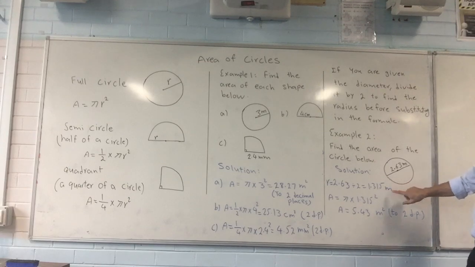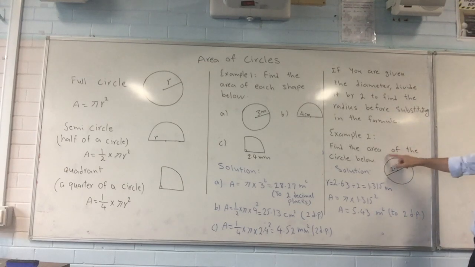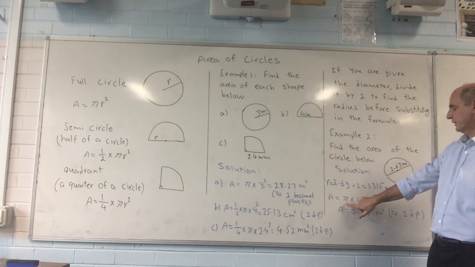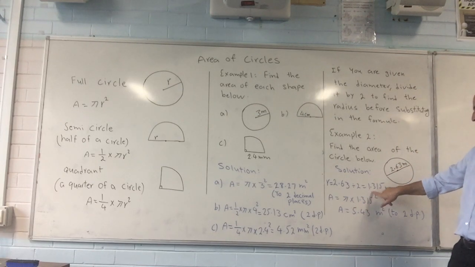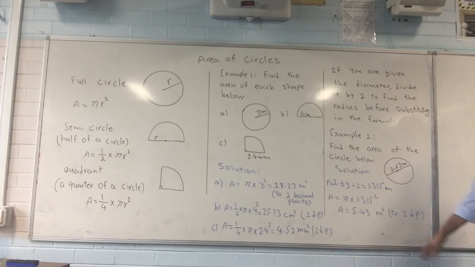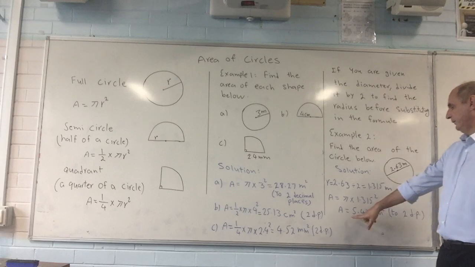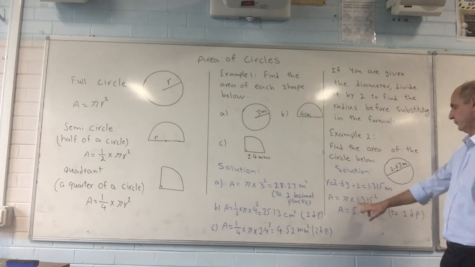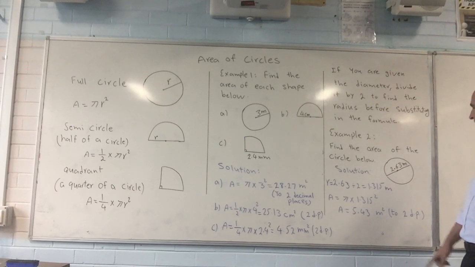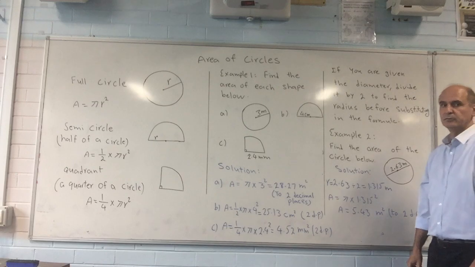Now that's the radius. Then if they want you to find the area of that, because you already know the radius, you use the full circle, pi times radius, which is that much, squared, 1.315 squared. And you end up with this from your calculator. A is equal to 5.43, because it's meters, square meters, to 2 decimal places.